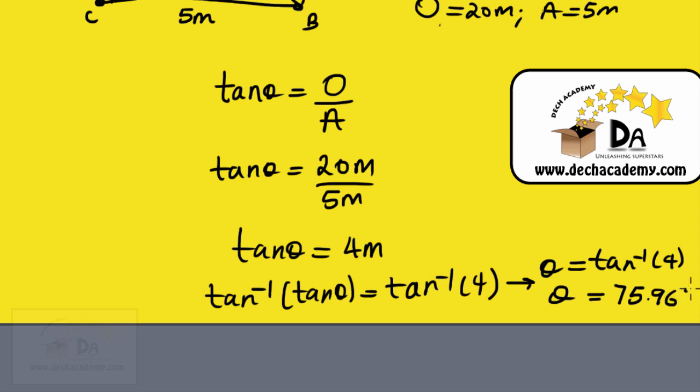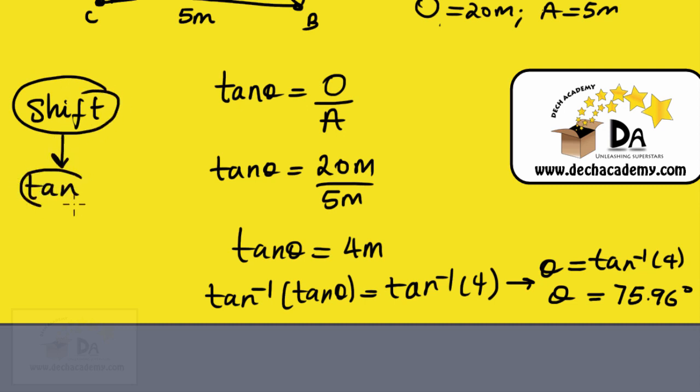75.96 degrees. So all you have to do is hit the shift key, then hit the tangent key, that gives the inverse tangent, and then just type in 4 and hit the equals sign, and you get theta as 75.96. So the inverse tangent of 4 is 75.96 degrees to 2 decimal places.